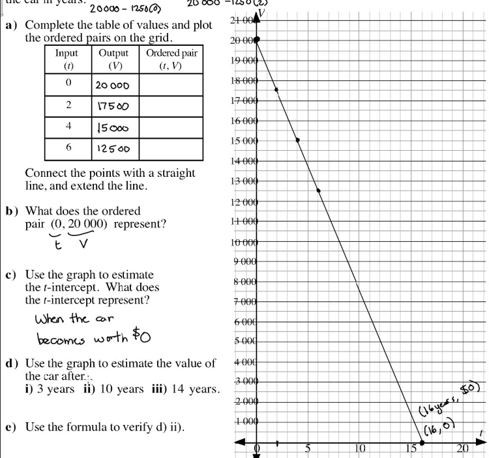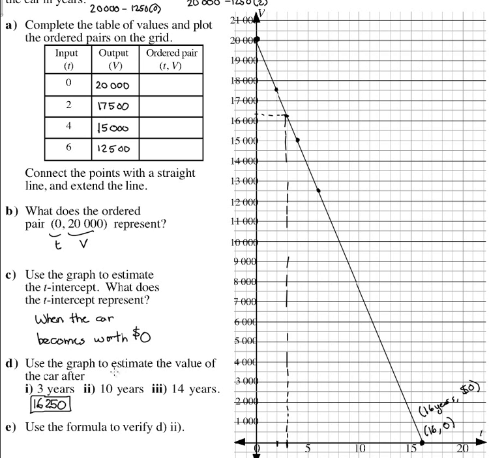Use the graph to estimate the value after 3 years. Here's 3 years. You can find where your line is at 3 years. It's about there. Value, what is that, 16,300? 16,250? It's 16,000. Because these values were going down by multiples of 1250, I'm going to guess it's 16,250. I may be off by 50 or 100 bucks, but it'll be somewhere in there.